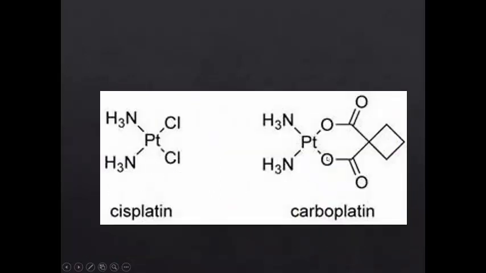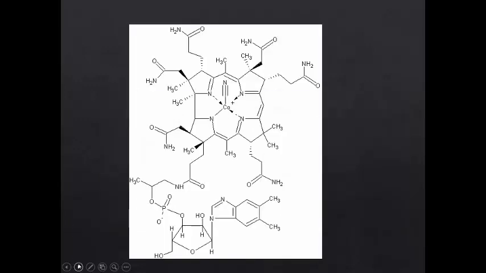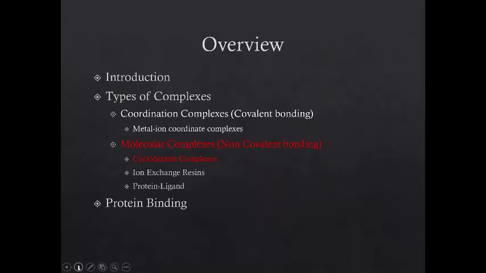Cisplatin and carboplatin are both drugs that are used for chemotherapy to treat different kinds of cancer, and they both have a platinum in the middle. They're metal ion complexes. It's actually a drug. This has cobalt in the middle, you can see here, and this is vitamin B12. All right, I'm going to stop.